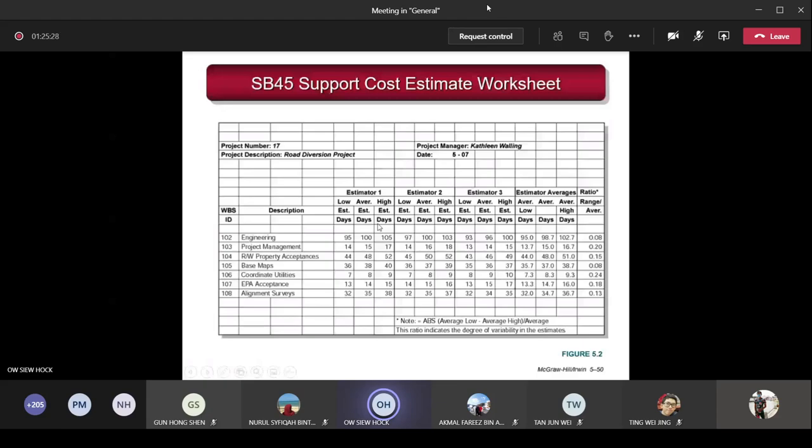Altogether, each estimator gives 3 sets of values, so 3 sets by 3 estimators. After that, you take the average of all the 3 sets of values: the average of the lowest values, the average of the highest values, and the average of the average set of values. Then from there, you decide which one you want to take. Usually people will take the center one, the average of all the average values, to be on the safe side. Because you don't believe that one estimator can give you a good estimation, you ask more than 1 estimator, and each estimator also gives you more than 1 set of estimated values.